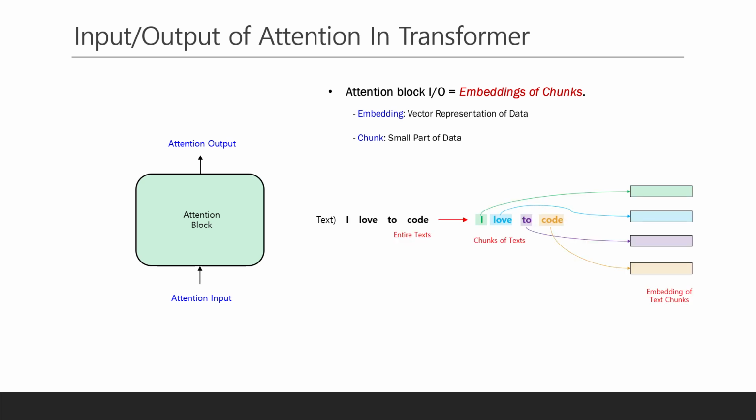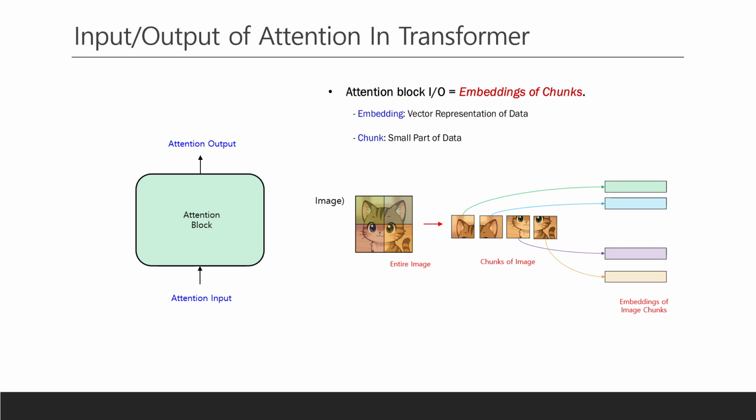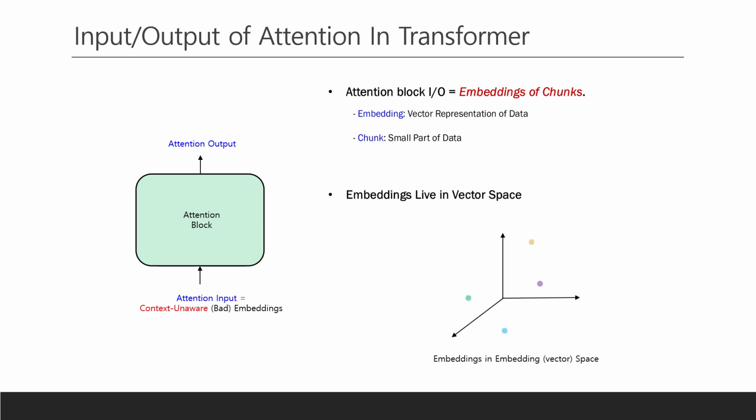Each chunk of the text, such as "I love to code," represents a meaningful piece of information. These chunks are then converted by the embedding block into numerical vectors. We call these embeddings. Each embedding now holds the meaning of its chunk in a way the model can process mathematically. Likewise, each of these patches is also turned into an embedding. So whether it's text or image, we always break the input into smaller chunks and represent them as embeddings before any further processing.